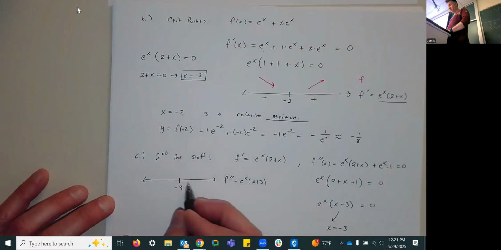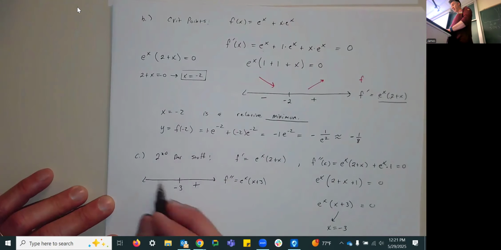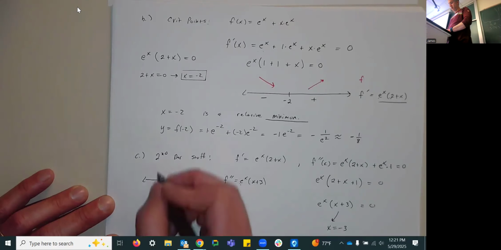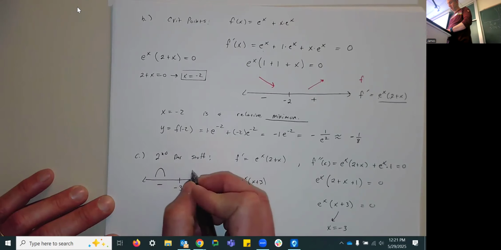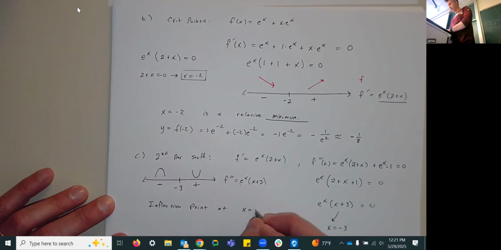So if you plug in the 0, which is over here, the whole thing is positive. If you plug in something like -5 over here, -5 plus 3 is negative. E to the anything is positive, and a positive times a negative is negative. So over here, we're concave down. Over here, we're concave up. So we do indeed have an inflection point, which we should abbreviate as IP, at x equal to -3 and y equal to f of -3.